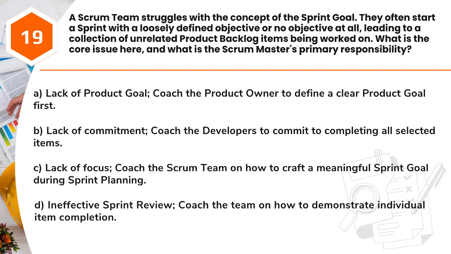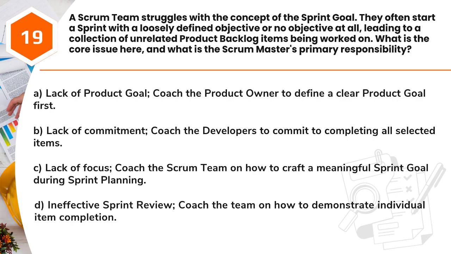Question 19. A Scrum team struggles with the concept of the sprint goal. They often start a sprint with a loosely defined objective or no objective at all, leading to a collection of unrelated product backlog items being worked on. What is the core issue here, and what is the Scrum Master's primary responsibility?